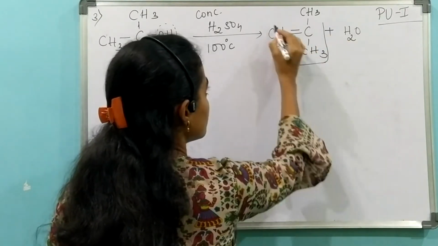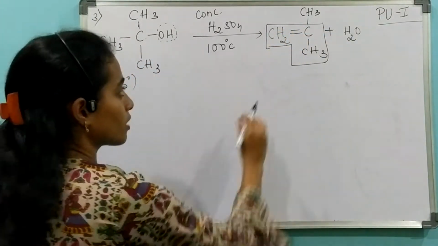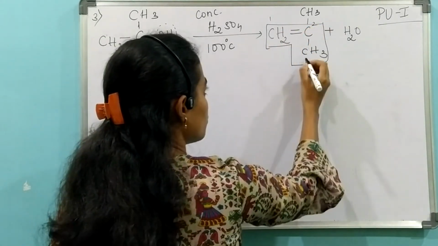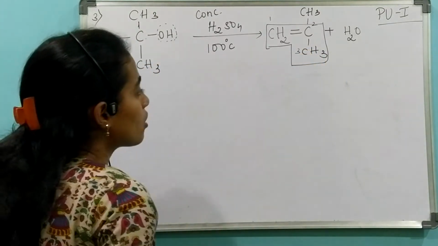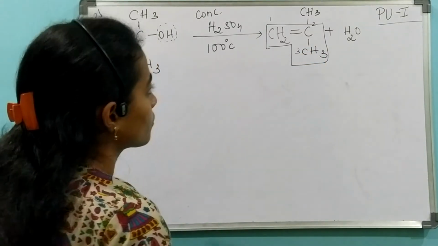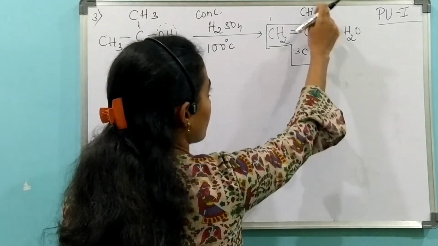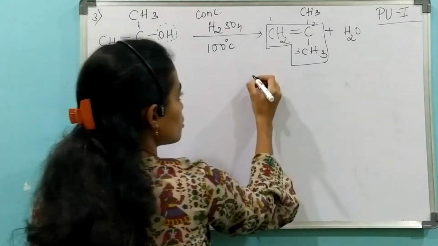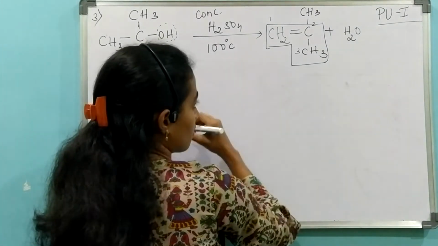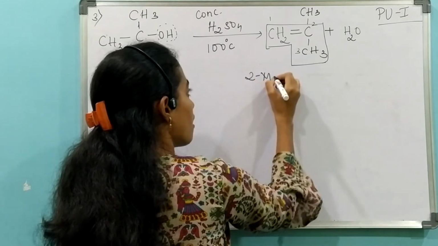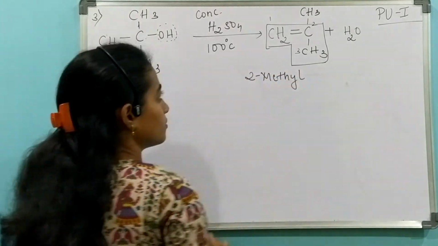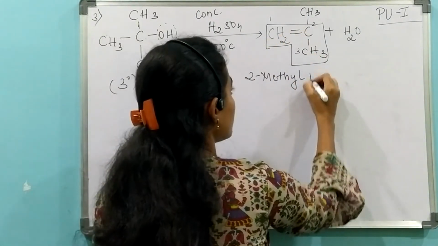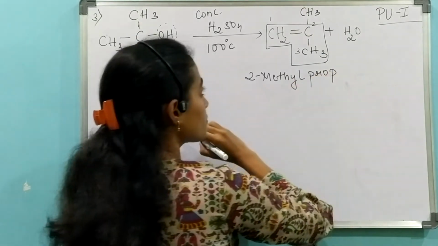Let me take this as a parent chain. Carbon number 1, 2, 3. Name it, number it. On the second carbon you have a substituent present there. What is the substituent present there? It is a methyl group. So on the second carbon I have a methyl group, so it becomes 2-methyl. In the straight chain you have 3 carbons, so the root word is prop.